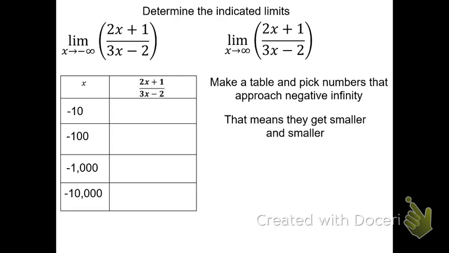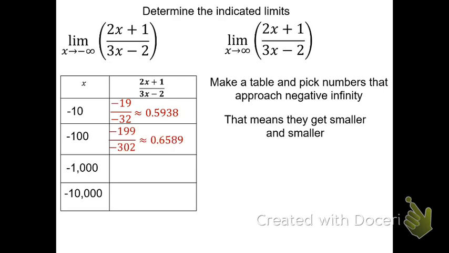Alright, substituting these in. 2 times negative 10 is negative 20, plus 1 is going to be negative 19. On the bottom, we'd get negative 32. Now I need a calculator to figure out what the approximation is so I can get an idea where the limit's going. Using the calculator, I get positive 0.5938. Now substituting in the other values, I would get this.